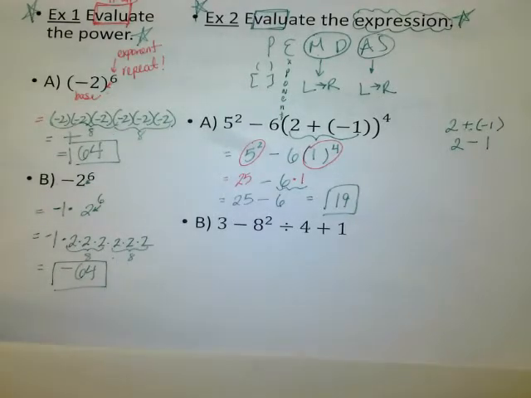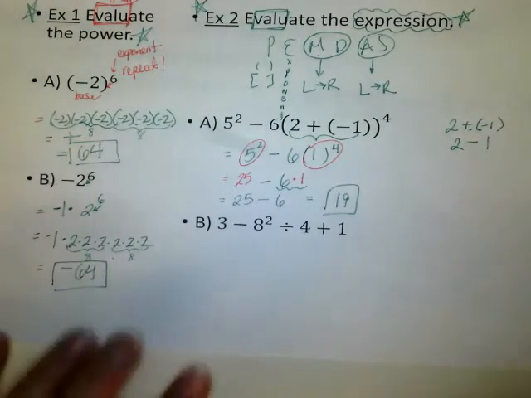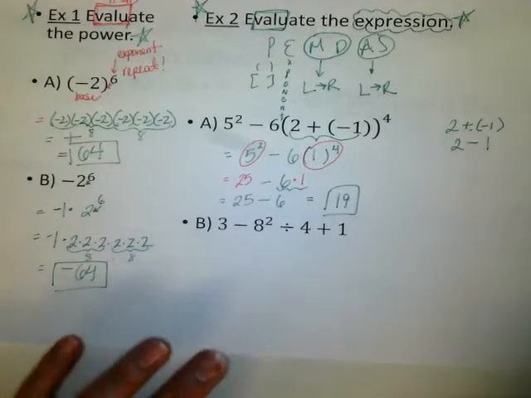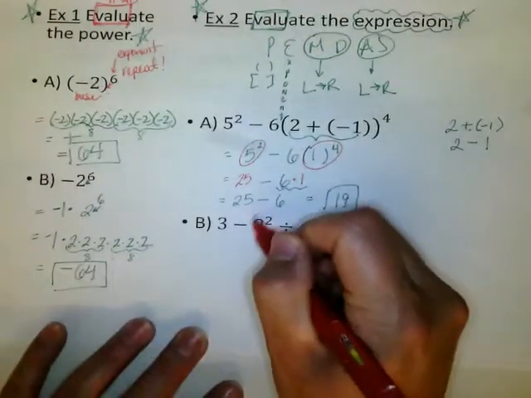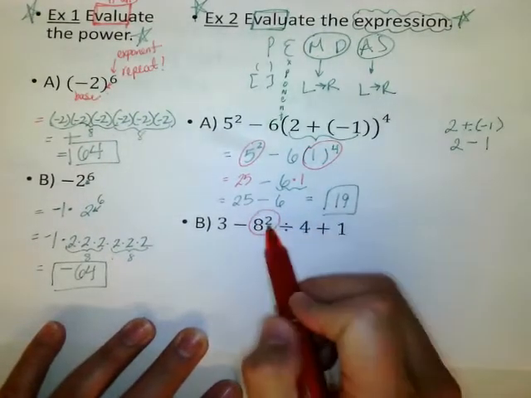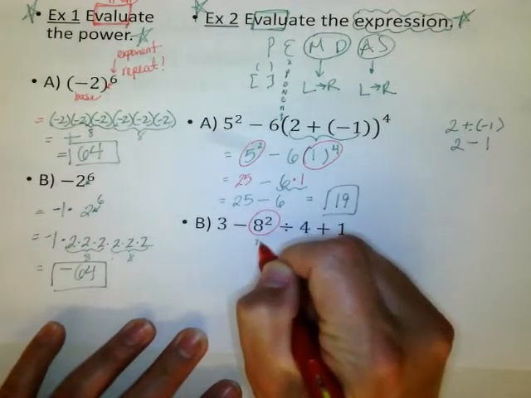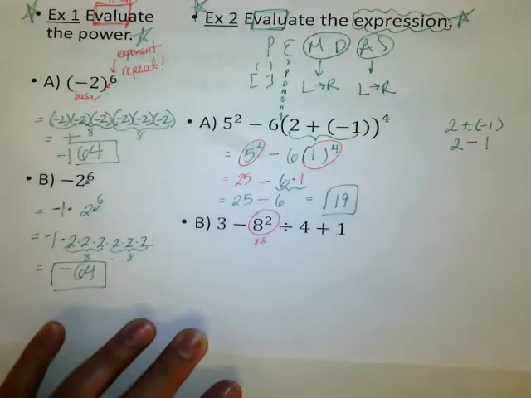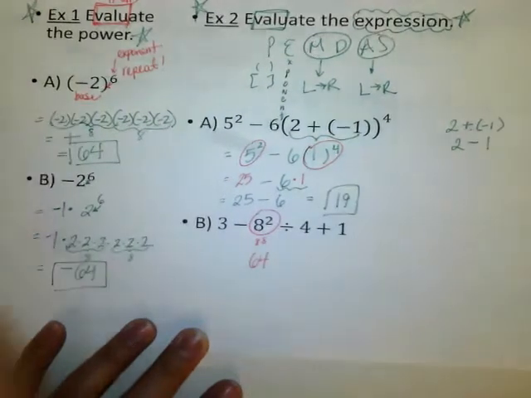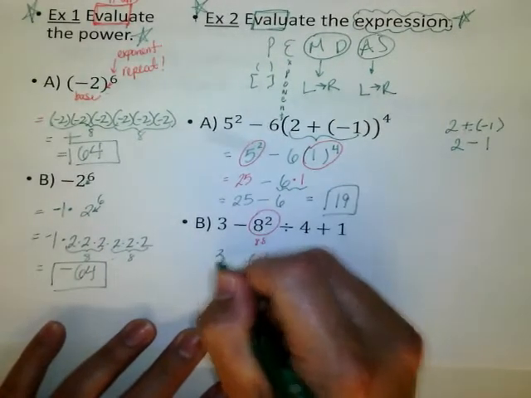All right, down on the bottom, 3 minus 8 squared divided by 4 plus 1. What do you want to do first? Exponent. We don't have any parentheses, so we're going to do this exponent. And again, the 2 only affects the 8. So that means 8 times 8, which is 64. I'm going to just bring along everything for the ride.